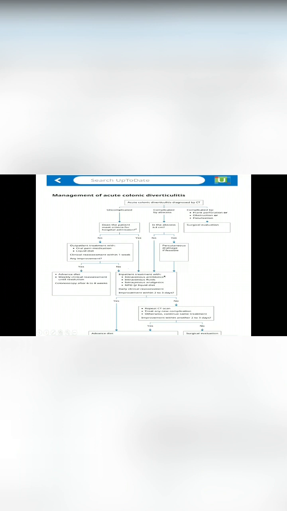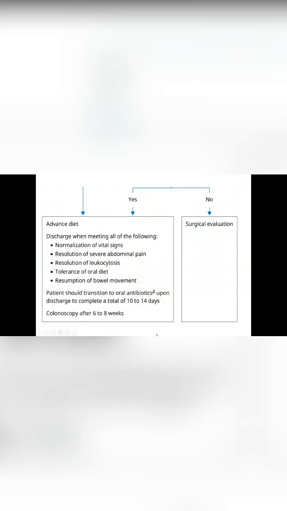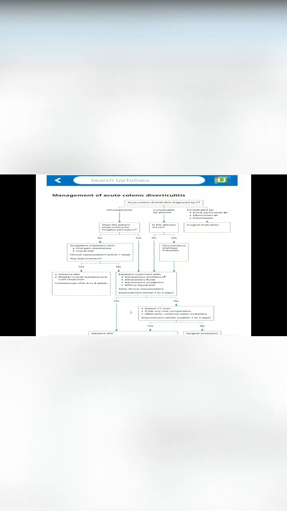If someone has tenderness, high CRP, high white cells, and all that, you admit him, put him on IV antibiotics, keep him fasting, give analgesia, and then reassess him in 2 to 3 days by repeating the CT scan. If he's improved, then we can consider discharging the patient. If he's not improved, then we have to move to the top of the slide.